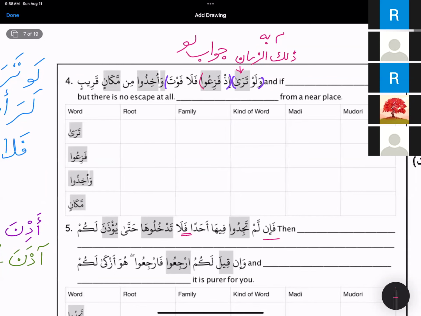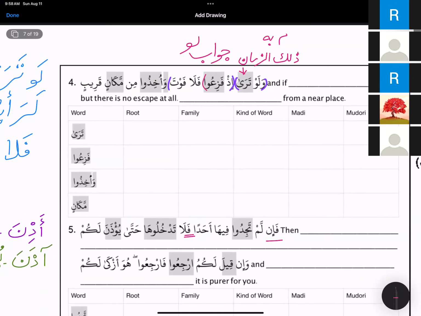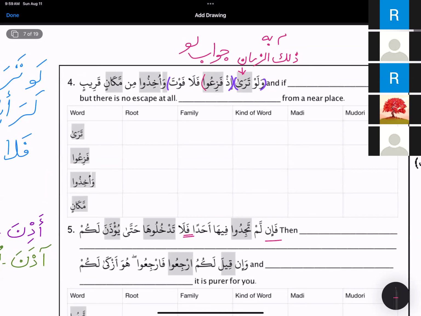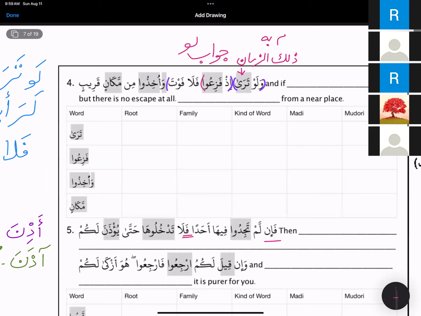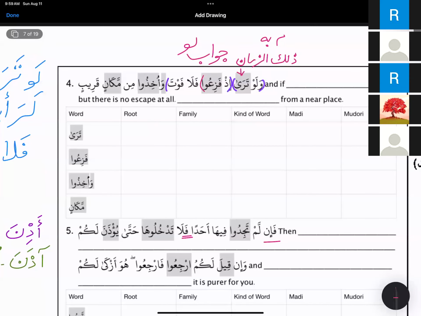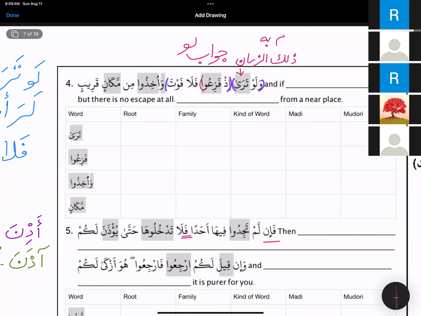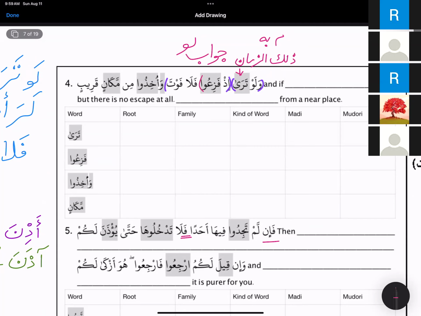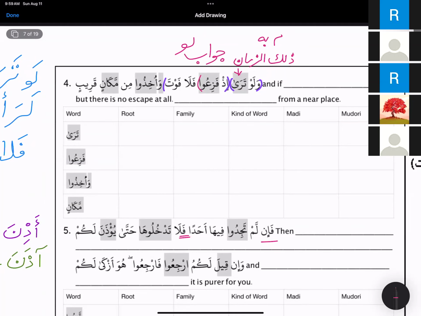Walau tara. Now, if you had seen that scene, right? The scholars are saying that basically the maf'ul of tara is mahzuf over here, right? And which we can say is zalika zaman, right? If you had seen that time, if you were able to see that time, what time is it? Is fazi'u. When they were scared, right? When they were terrorized, like they were in terror. Fala fauta, and they were not able to escape from that terror.